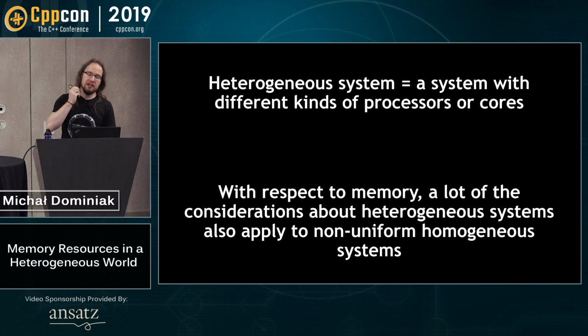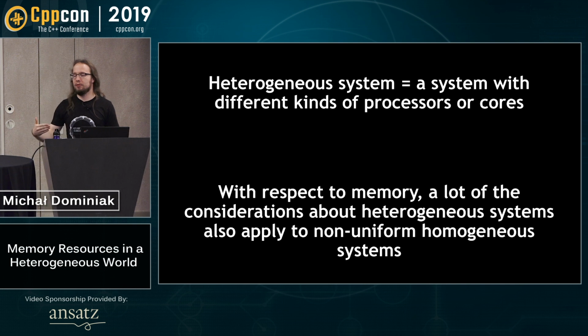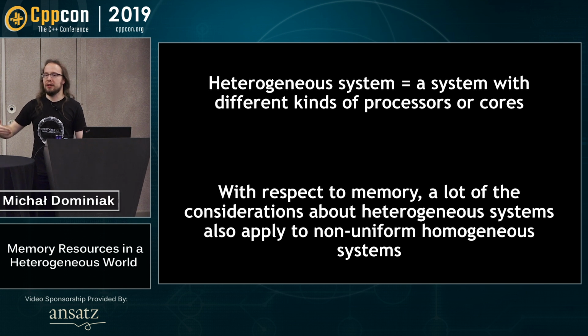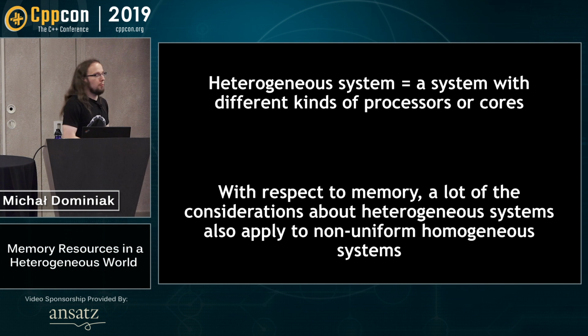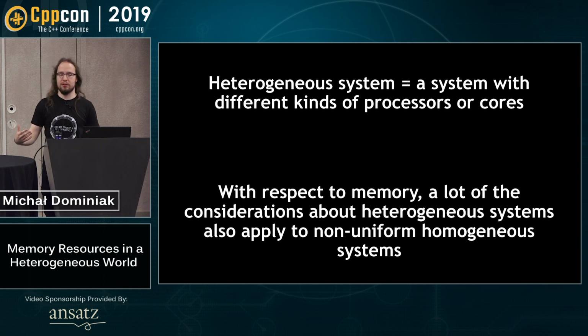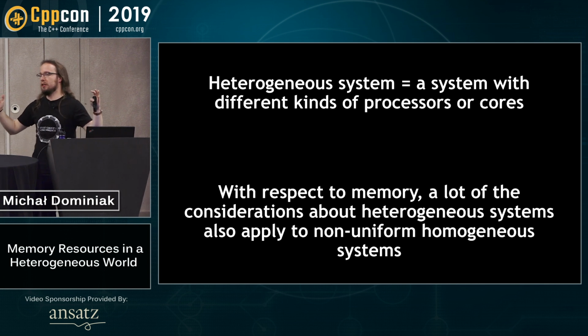So the typical definition of a heterogeneous system is a system that has different kinds of processors or cores, right? And for a lot of the problems that we try to solve when talking about heterogeneous systems, we have to take this into account because we have to compile our code twice for different architectures with different tool chains and nonsense like that. But with respect to memory, this does not matter that much. So the problems that we have in heterogeneous systems are also going to show up in homogeneous systems that have those many dimensions of hierarchy of memory.